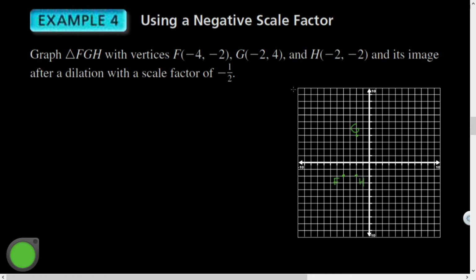So a scale factor of -1/2, let's see how quick I can do this. So F prime is going to be negative a half of those values. So negative a half times negative 4 for the new x coordinate, and negative a half times negative 2 for the new y coordinate is just going to become positive 2, positive 1.